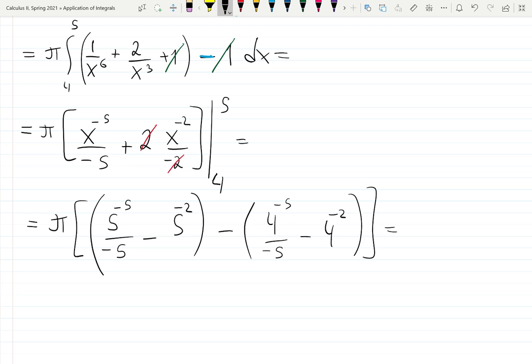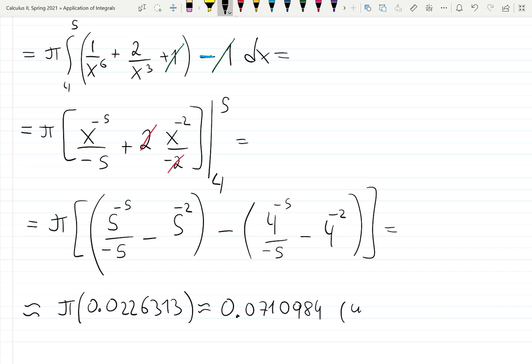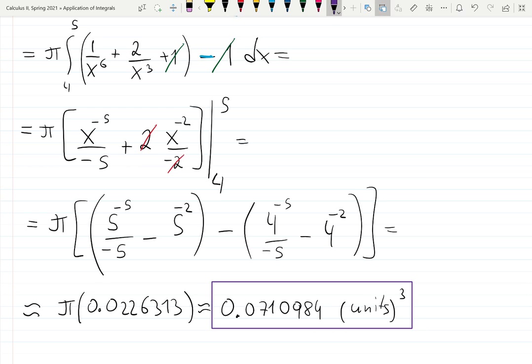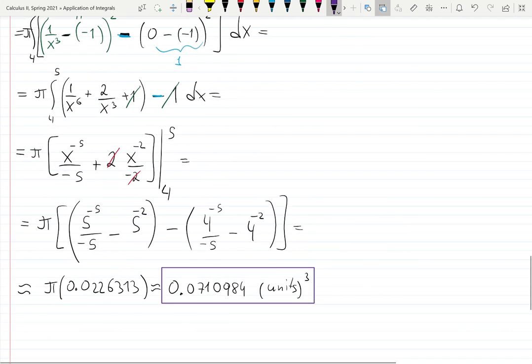Either you keep it as it is, or if you want to know what the volume looks like, then you can approximate it as pi times 0.0226313 units cubed. Or if you really want to know what kind of volume that is, the volume is surprisingly super small, 0.071098 units cubed. We don't know what units are. If units are huge, like kilometers, hundreds of kilometers, then maybe this is not a very small volume.